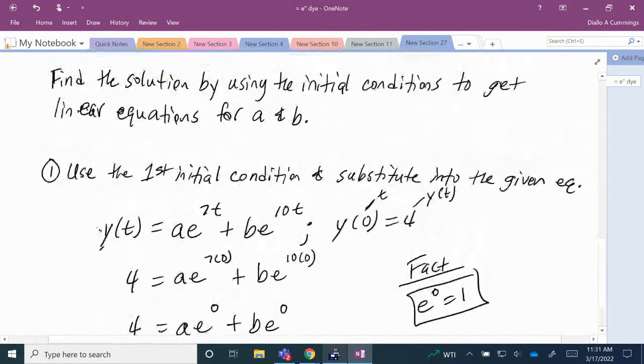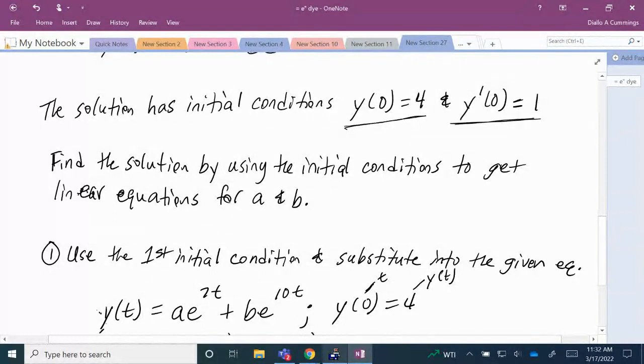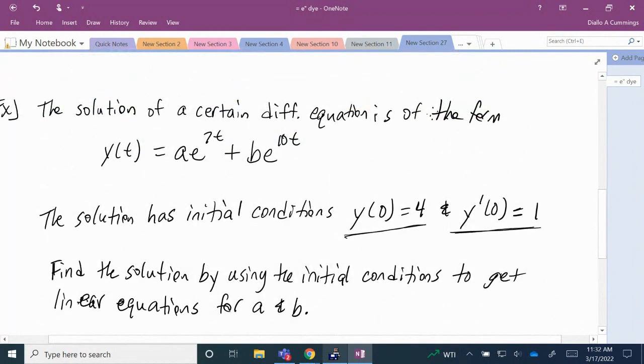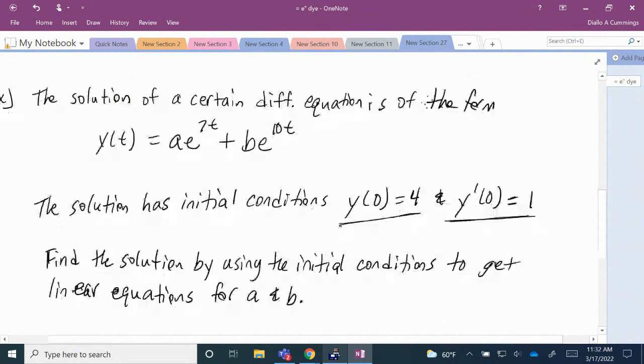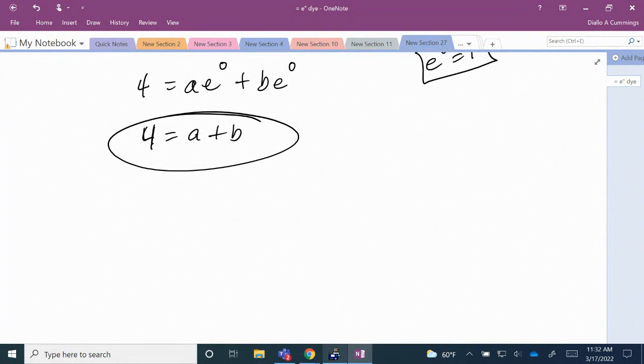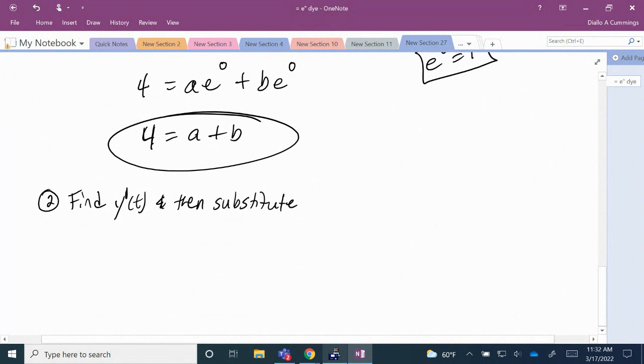Now the next thing we're going to do: notice we're given a second initial condition, y prime of 0 is equal to 1. But our given solution is just y. So we're going to take y of t, find the derivative, and then substitute in that given initial condition. So our second step, we have to find y prime and then substitute the second initial condition.